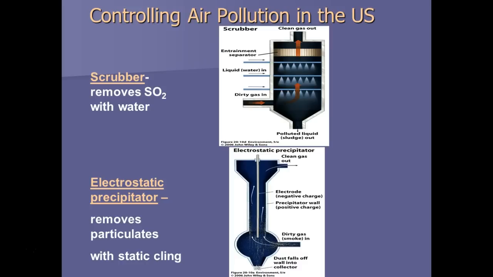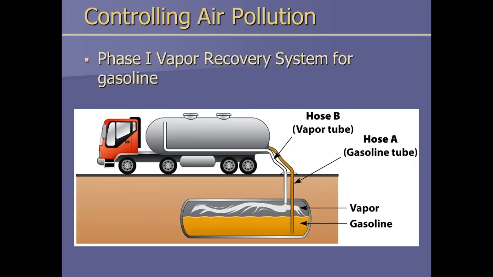With electrostatic precipitators, they work off of static cling and grab very fine particulate matter, and then it falls into a collection basin. Now, this does make a solid waste issue with sludge and with the particulate matter, and it has to be treated as a hazardous waste.